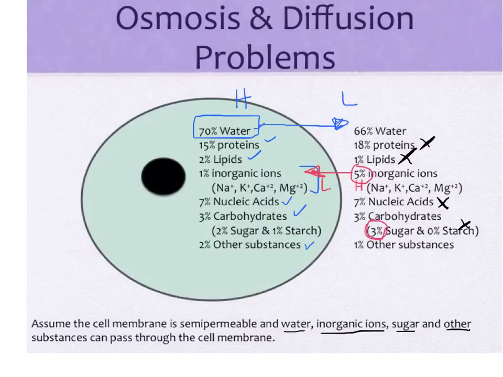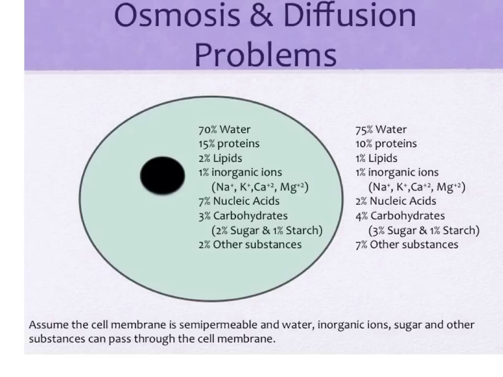Nucleic acids are unable to move as well, and as we look at our carbohydrates, sugar is a little bit more concentrated on the outside, so it will flow into the cell from high to low. And other substances are more concentrated on the inside, and they will flow out of the cell from high to low. So all in all, water will flow out, other substances will flow out, and sugar and our ions will flow into the cell. The other things will not flow at all because they cannot go through the membrane because it is only semi-permeable. It does not let everything in and out.